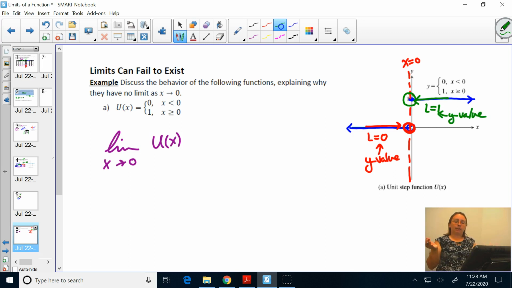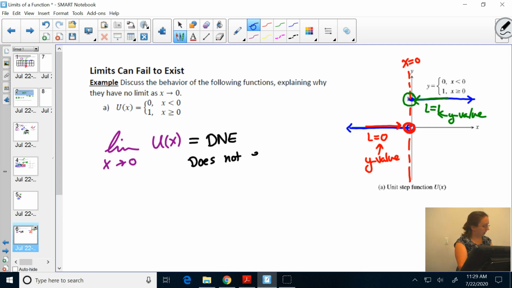Now, what does this mean? From the left-hand side, we get 0. From the right-hand side, we get 1. This is an example where the limit does not exist. So we write DNE, or does not exist. This is actually a very simple thing to write down if you want to show your work or explain your work. All I would expect to see is you to explain why.